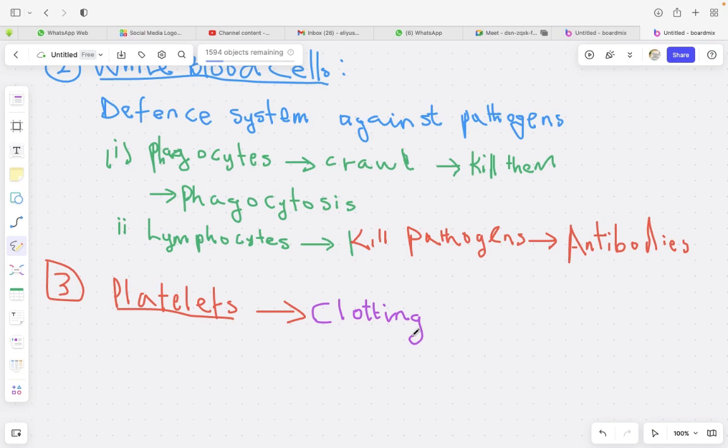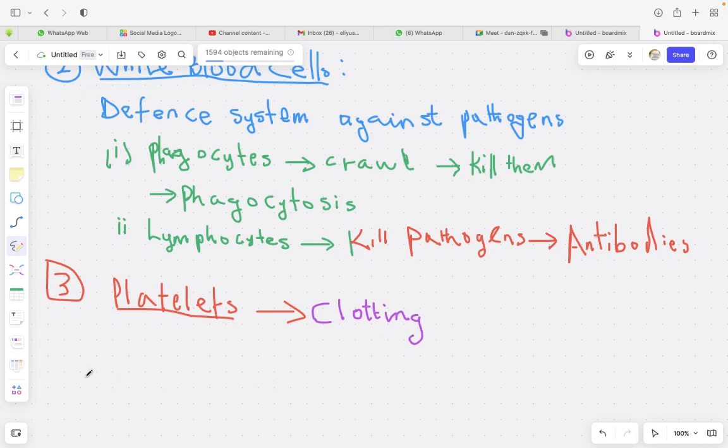When the blood oozes out, it is the job of the platelet to secrete a substance to clot the blood, to make the blood thicken and stop flowing out. So the sole job of the platelet is to secrete a substance to clot the blood whenever the blood vessel is damaged and blood is gushing out of our body. Okay, so we just summarize this like this.